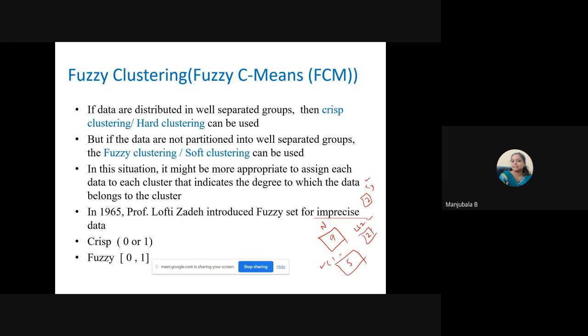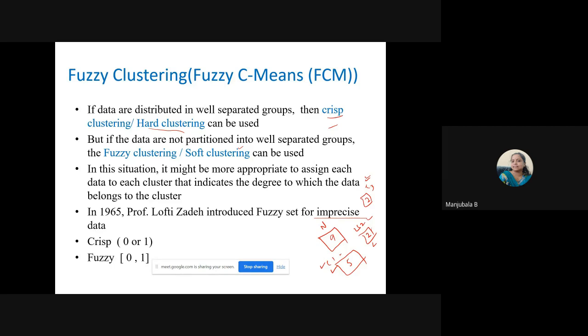So the clustering we have discussed is called crisp clustering or hard clustering. We can use crisp clustering if our data are distributed in well separated groups. If the data are not partitioned into well separated groups, then in that scenario we can use fuzzy clustering or soft clustering. So it happens that points P1 and P2 belong to the cluster C1, as well as to the cluster C2, as well as to the cluster C3.